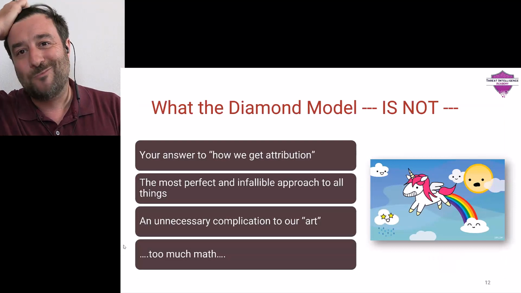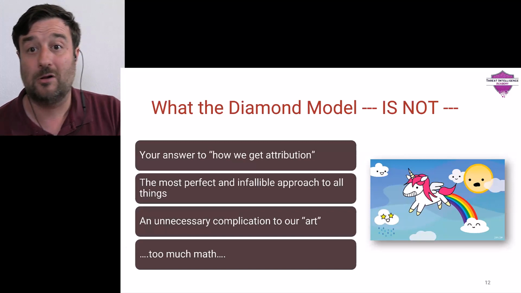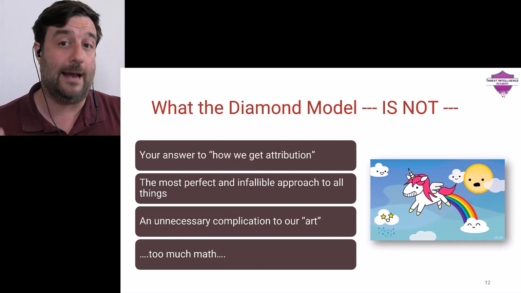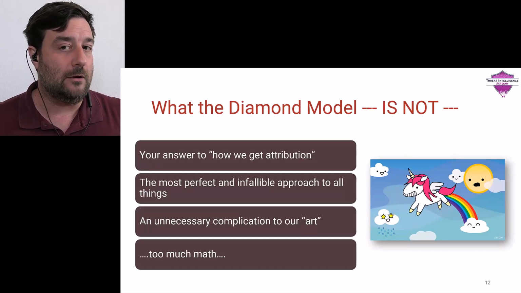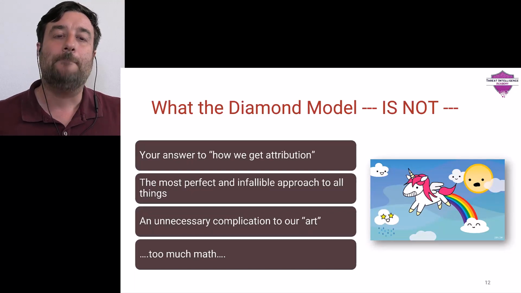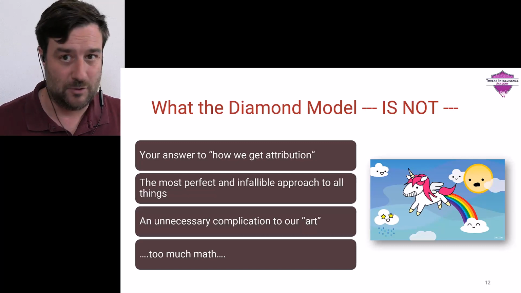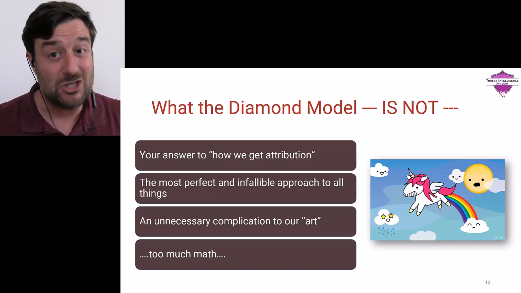So before we dive into what the Diamond Model is, first I'm going to talk about what it is not. First, it is not how you get attribution. It is not an attribution model. Originally, when the Diamond Model came out, a lot of people were like, oh, this is finally the attribution model. It's because it is used as an element of attribution or moving towards attribution. It is not actually how you achieve attribution.